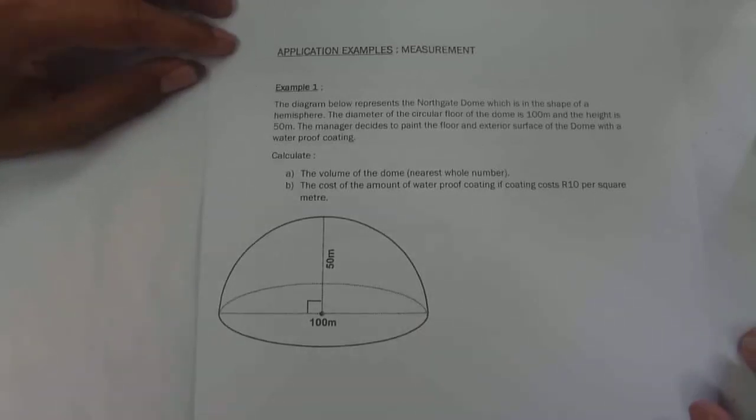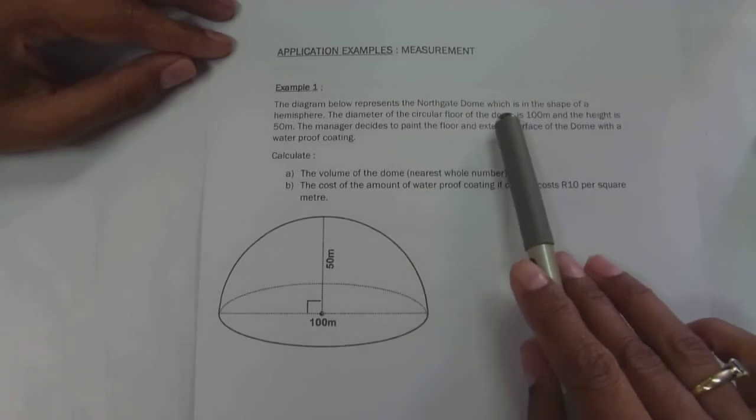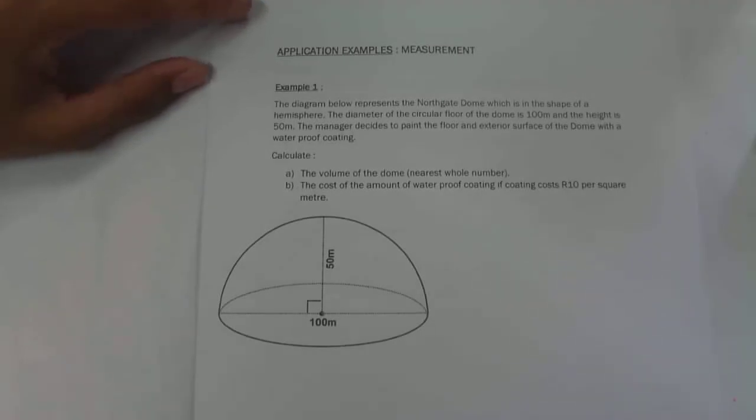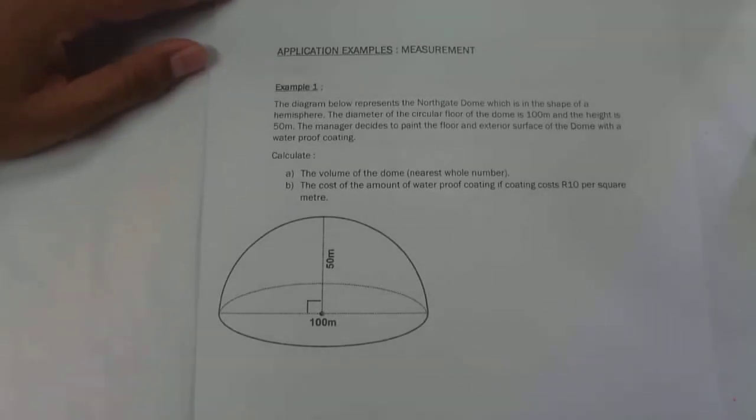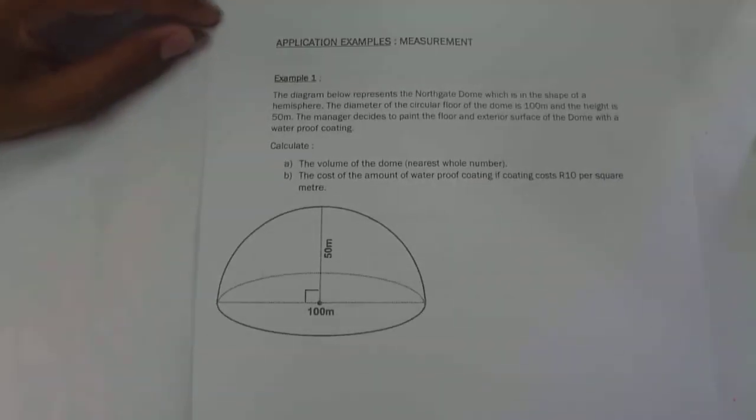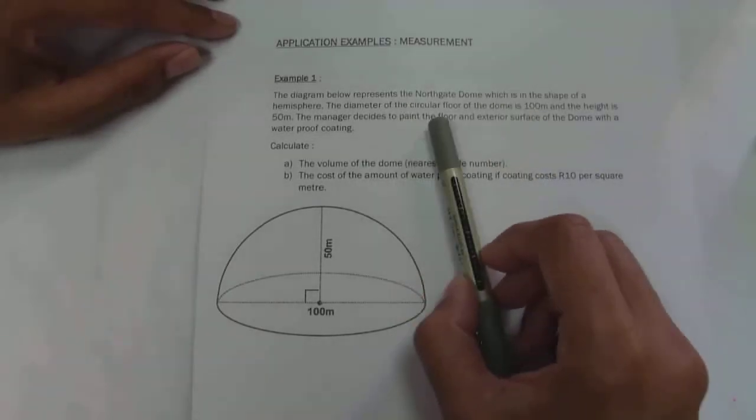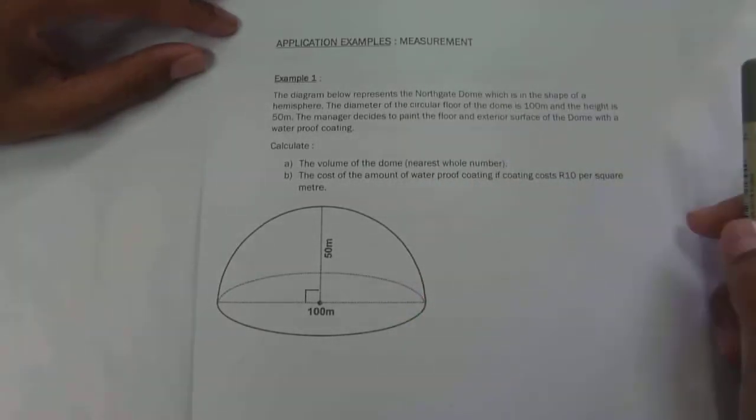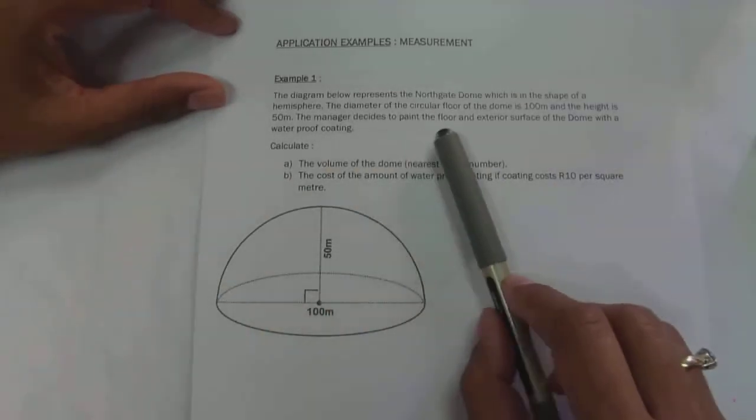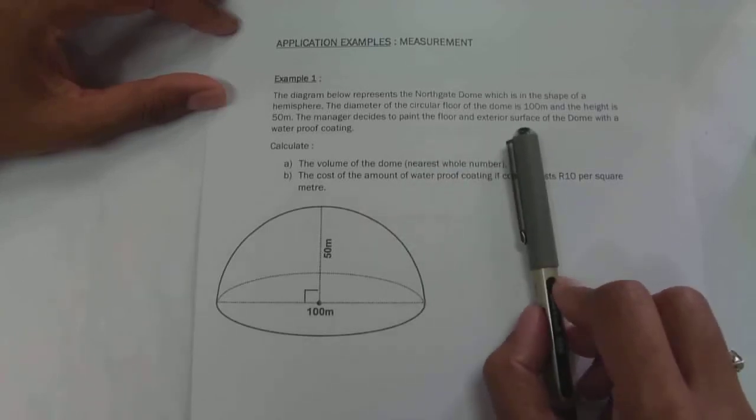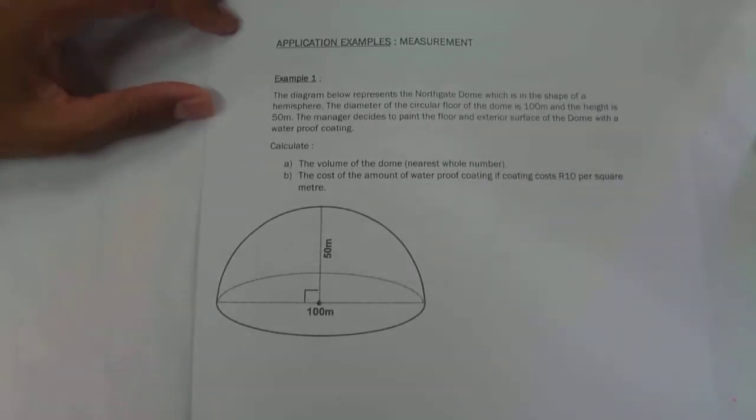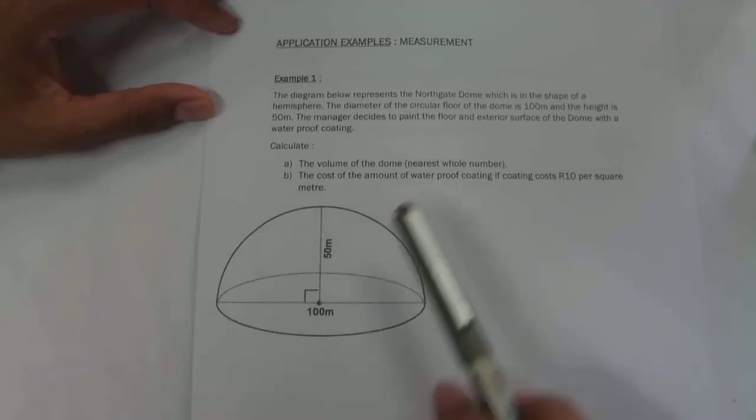So let's look at example 1. The diagram below represents the Northgate Dome, which is in the shape of a hemisphere. And if you go to your notes, I've given you formula sheets describing hollow and solid hemispheres, and the formulas there for you. The diameter of the circular floor of the dome is 100 meters and the height is 50 meters, as indicated here. The manager decides to paint the floor and exterior surface of the dome with a waterproof coating. So you've got to think about, what does that mean? Calculate the volume of the dome, nearest whole number.